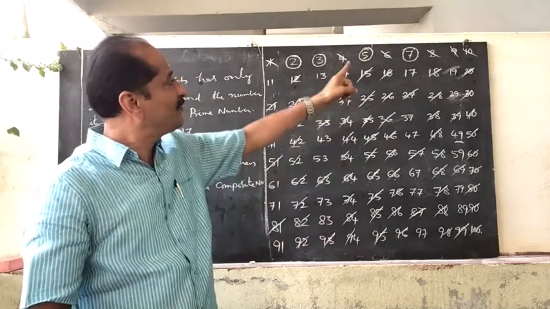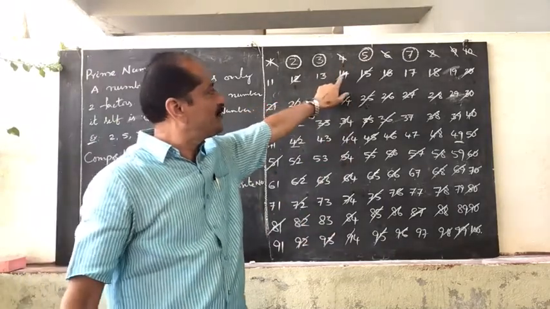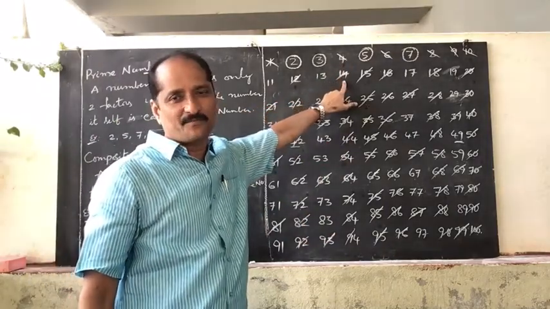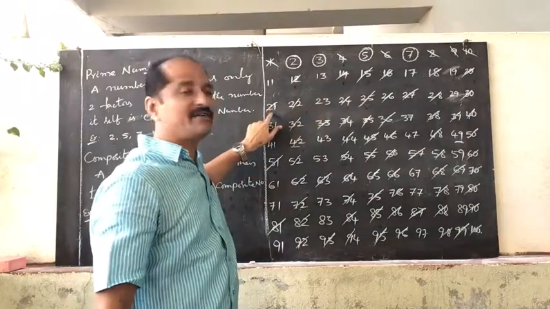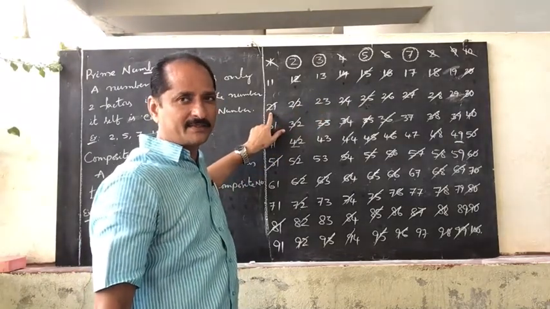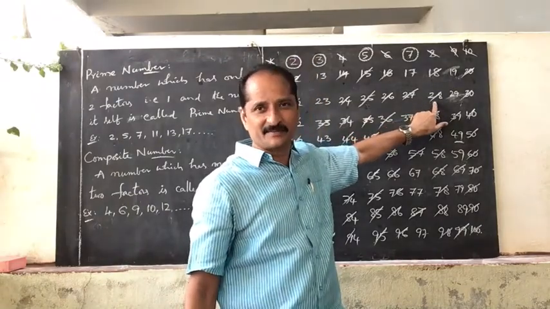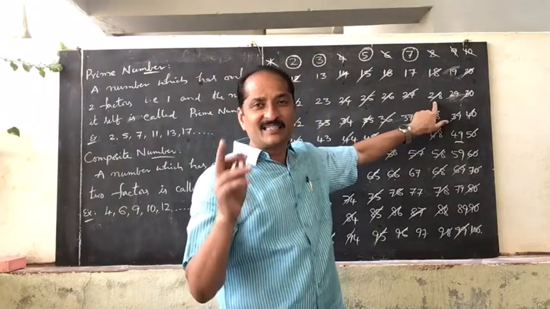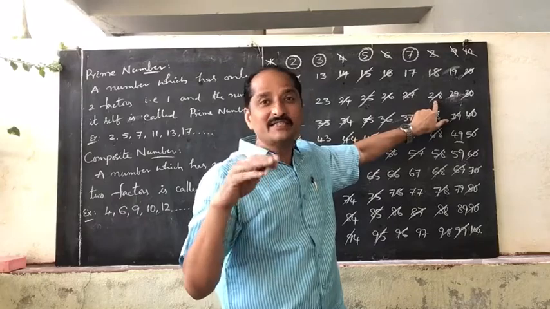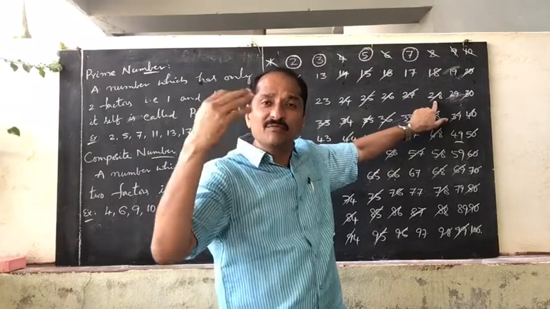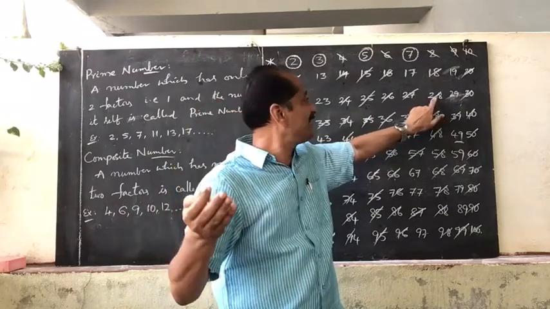For 14, 7 is a factor, and 2 is a factor. For 21, 7 is a factor, and 3 is also a factor. 7 4s are 28, for which 2 and 7 are factors. That means other than 1 and 28, 2 and 7 are also factors. That means it contains more than 2 factors. So it is a composite number.